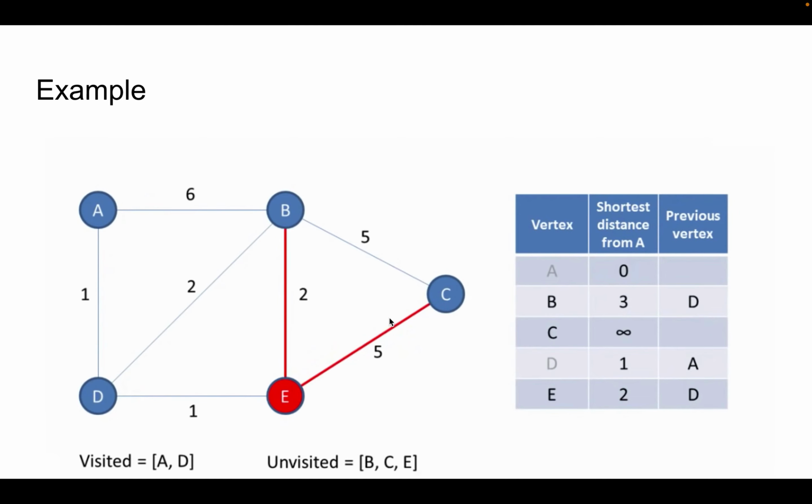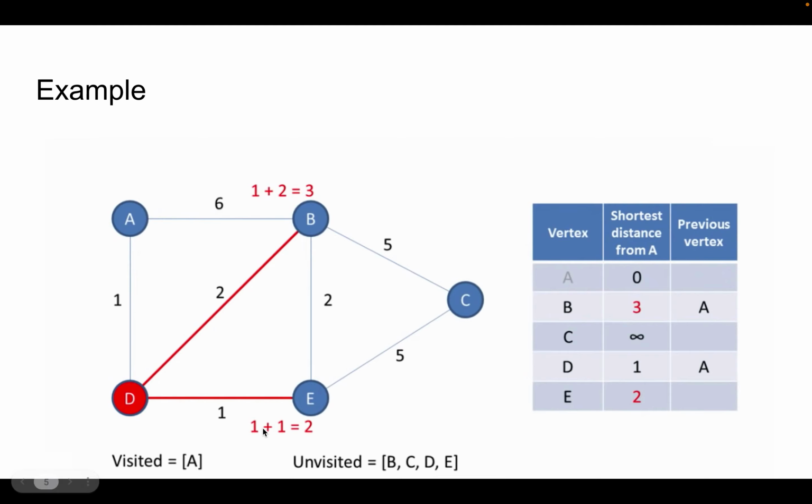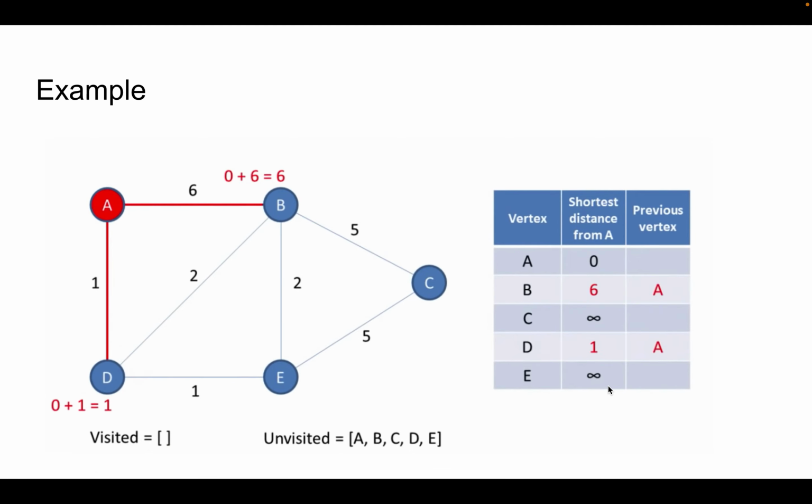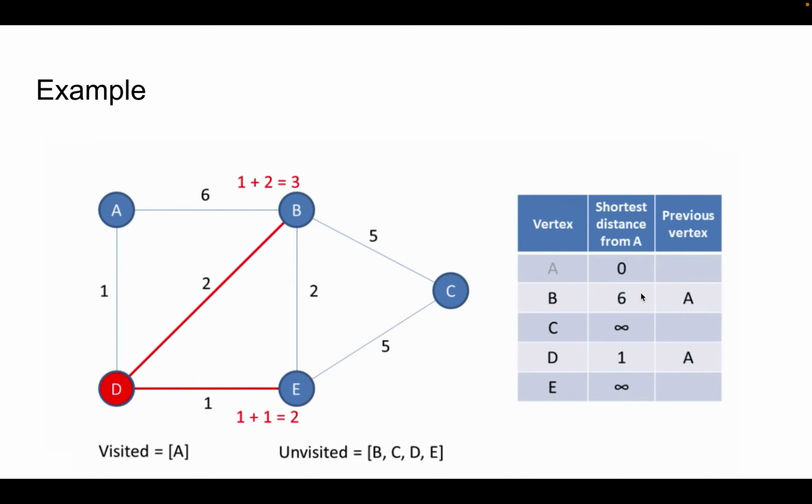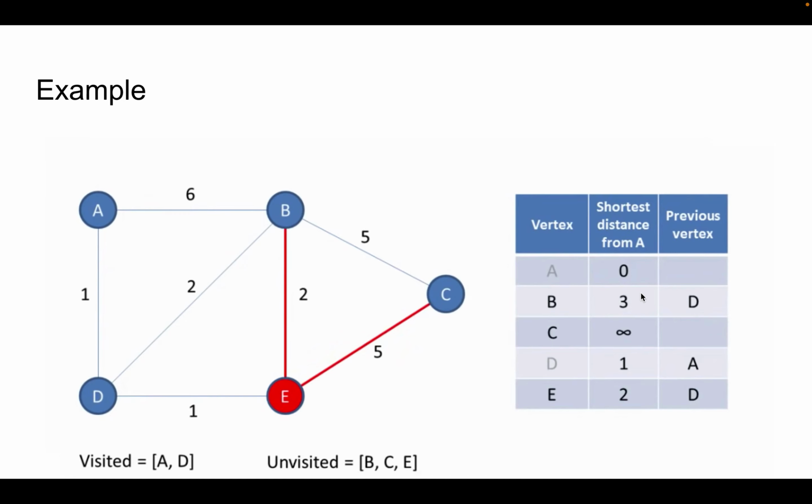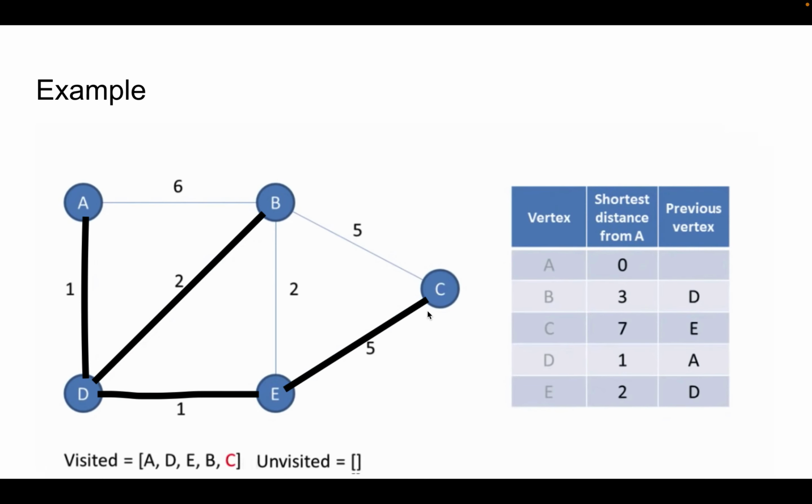And we do the same for E. 1 plus 1 equals 2. And 2 is less than infinity, which is what it was before. So now we have this. We visit E because out of everything that hasn't been visited, B, C, and E, well, 2 is less than 3, 2 is less than infinity, so we take E. We look at E's neighbors, we do the same thing until everything is visited. And we have a tree made out of our previous vertex. And this is the shortest path tree that is formed.